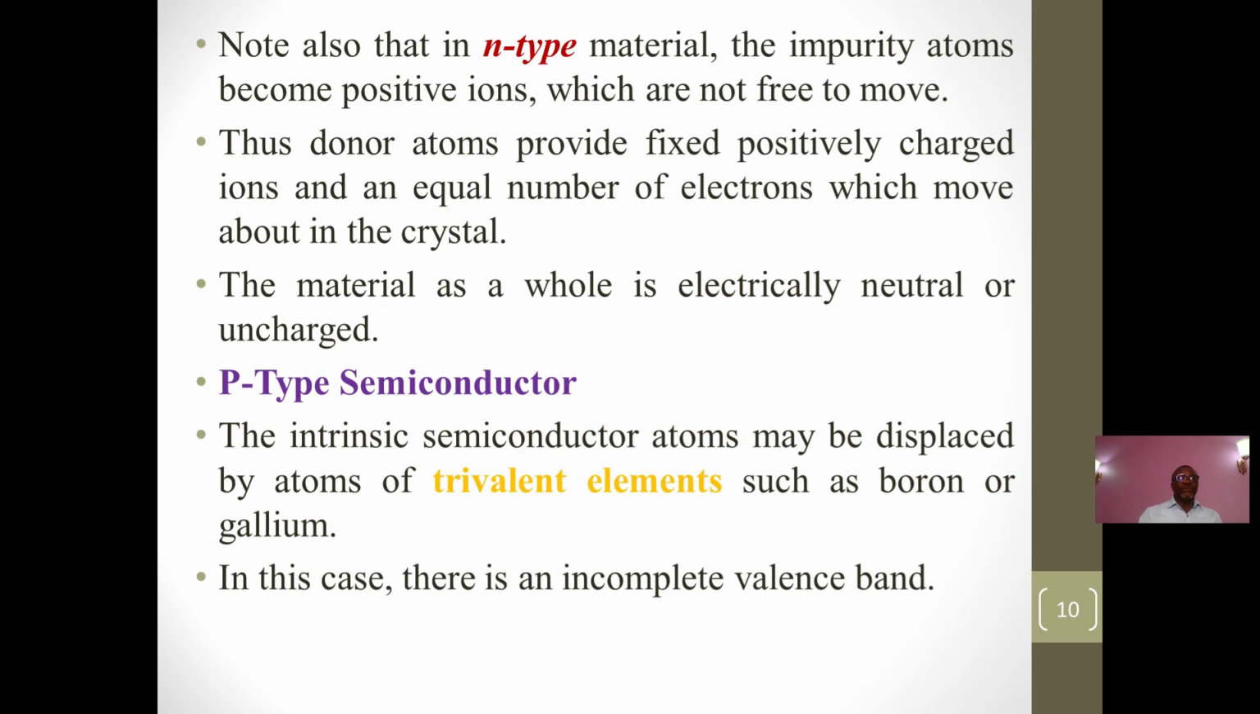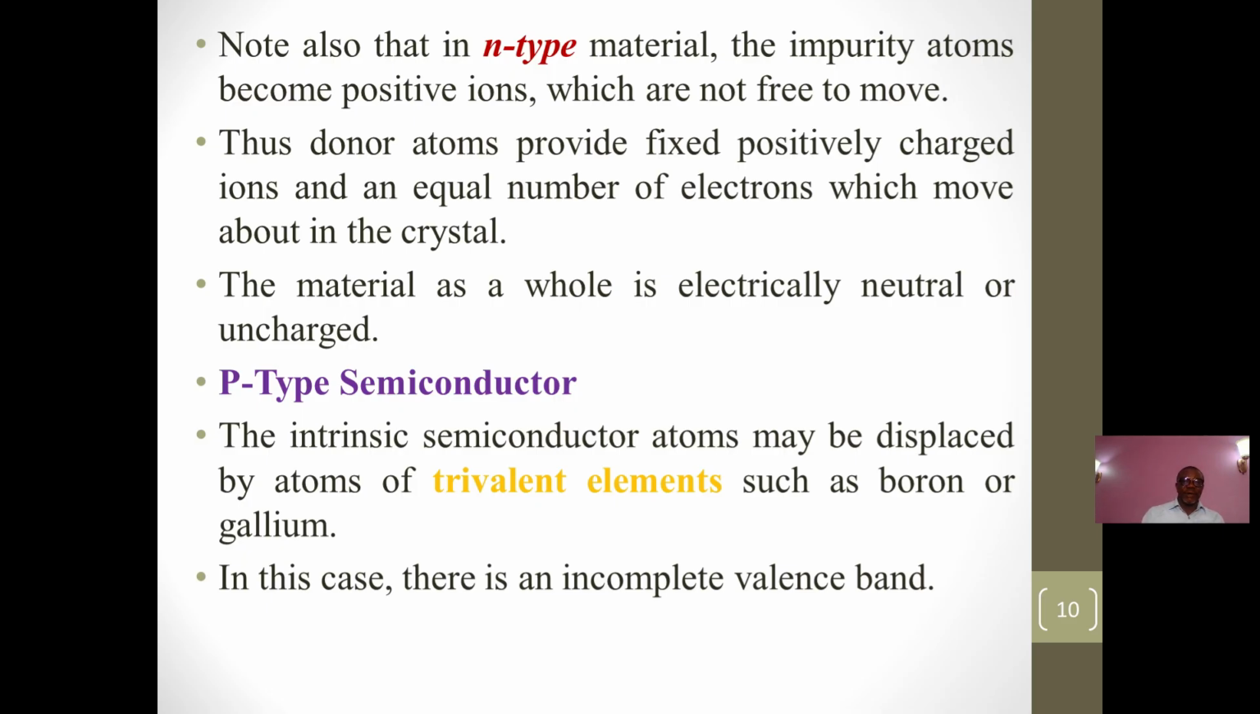So note also that in N-type material, the impurity atoms become positive ions which are not free to move. Thus, donor atoms provide fixed positively charged ions and an equal number of electrons which move about in the crystal. The material as a whole is electrically neutral or uncharged.